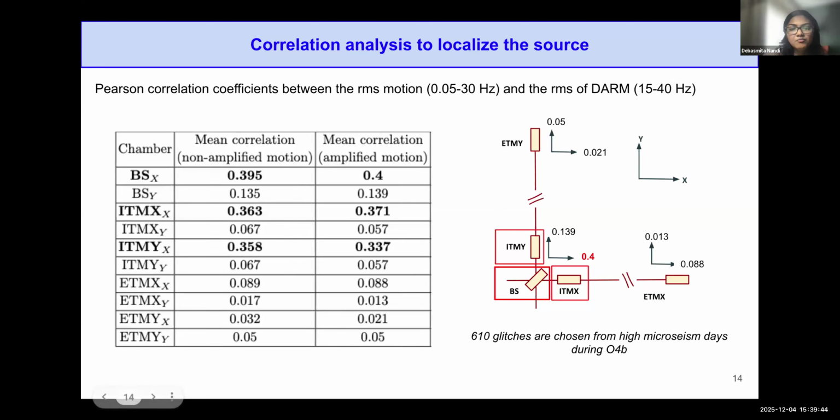From both the models we get the highest correlation from the corner station when we use the sensor that is measuring the motion along the x direction. So this tells us that the corner station ground motion along the x direction is the one which is the most correlated with the noise.